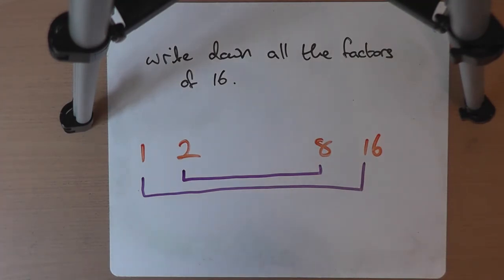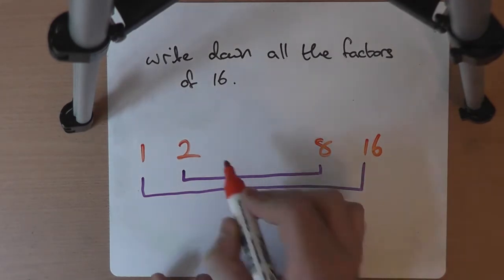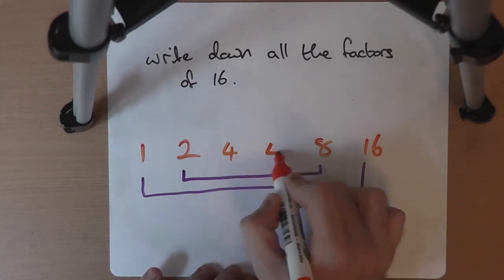Well, we can check 3. 3, 6, 9, 12, 15, 18. Okay, not 16, so not 3. 4, 8, 12, 16. Good, right, so 4 can go on. And how many? Well, 4.